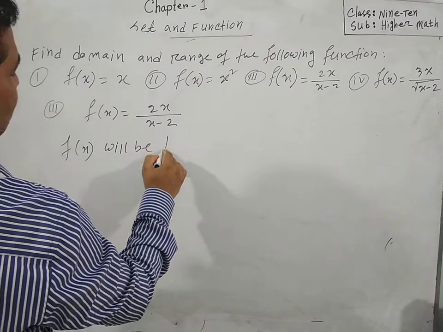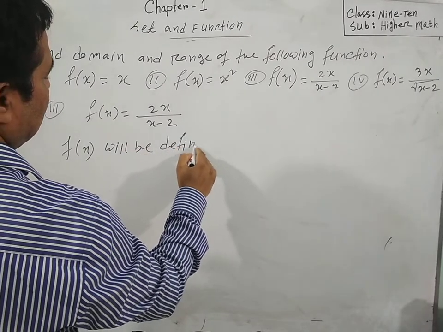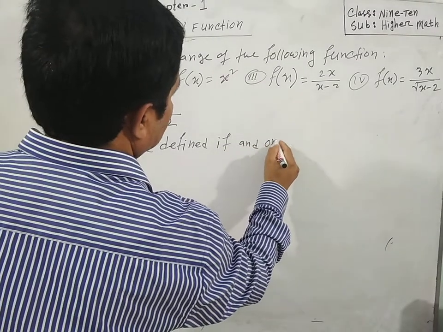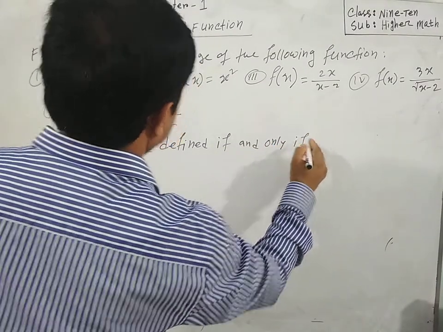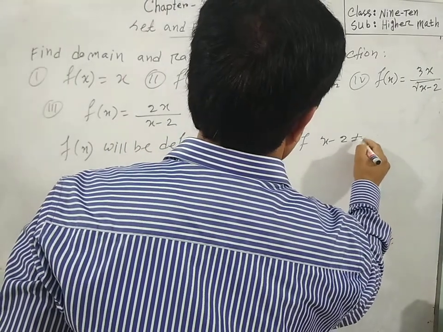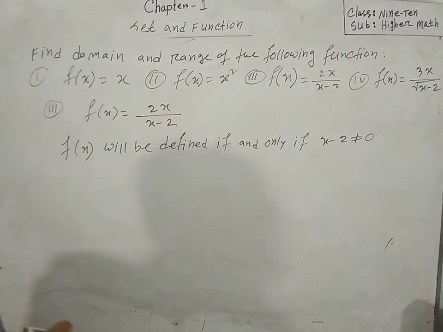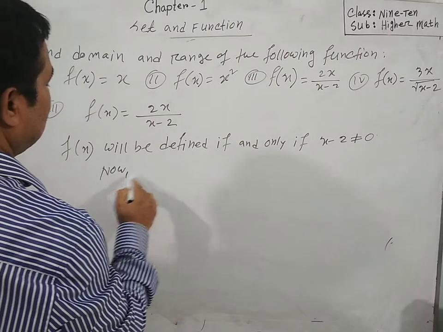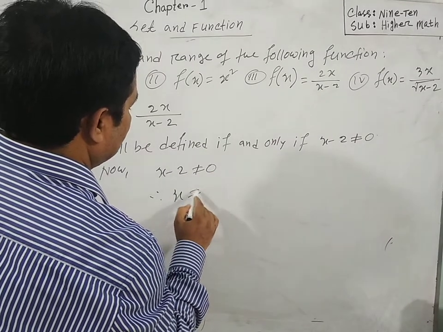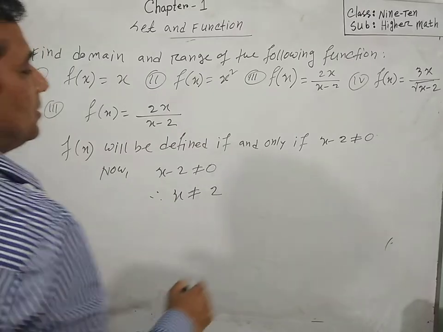will be defined if and only if x minus 2 is not equal to 0. Here the denominator is not equal to 0. So you can write x minus 2 not equal to 0, so x not equal to 2.